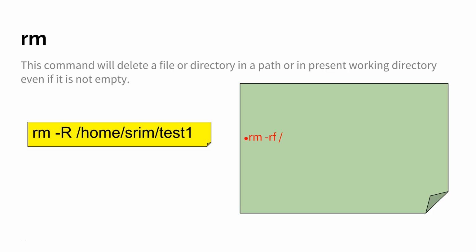rm -rf slash. You need actual admin permission to do this, but don't execute this command. If you execute it by mistake, it will delete the entire file system on your Linux. Okay, all your files will be gone. So it says remove, recursively, all the files from the root directory.